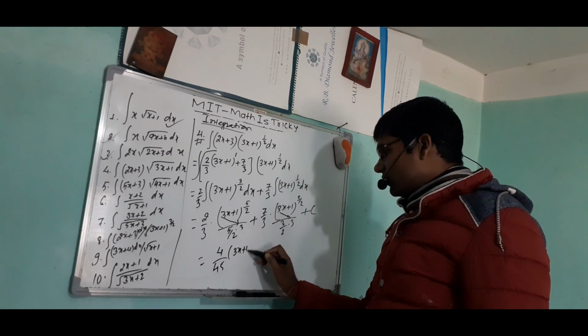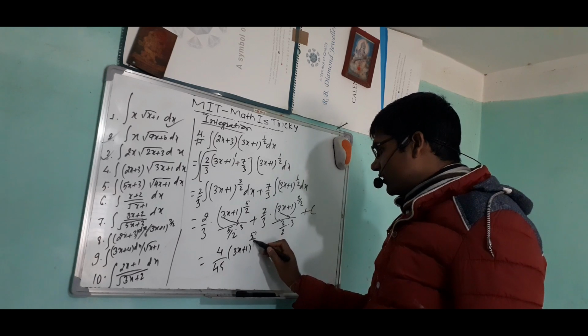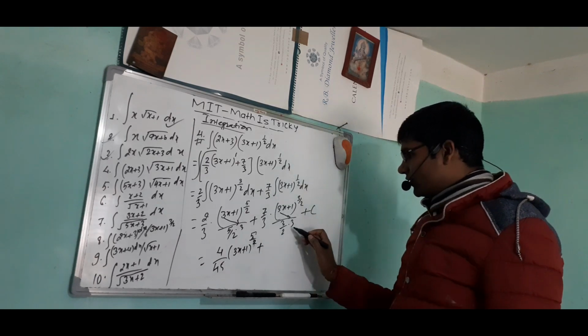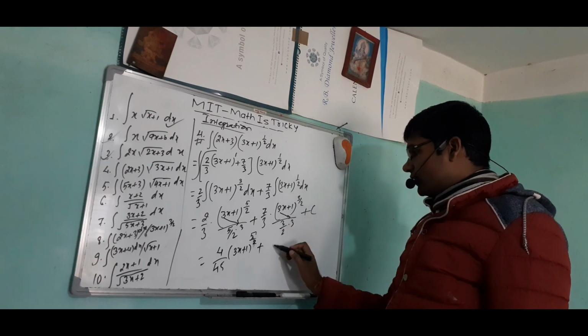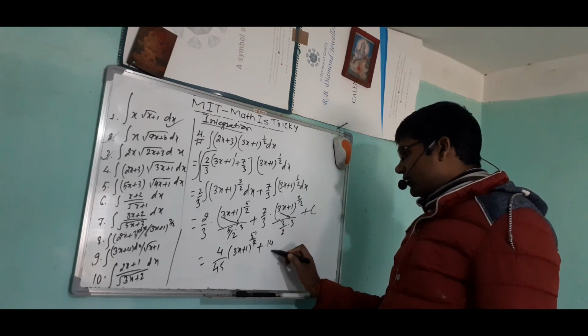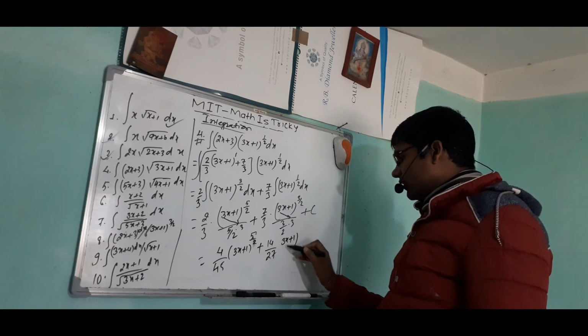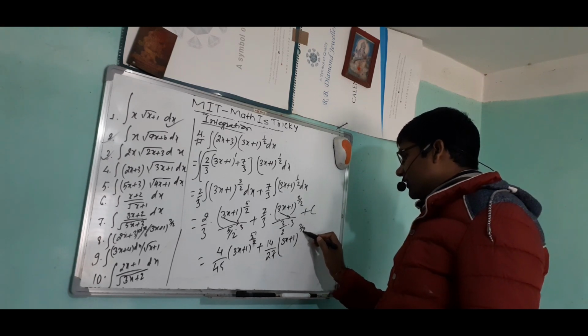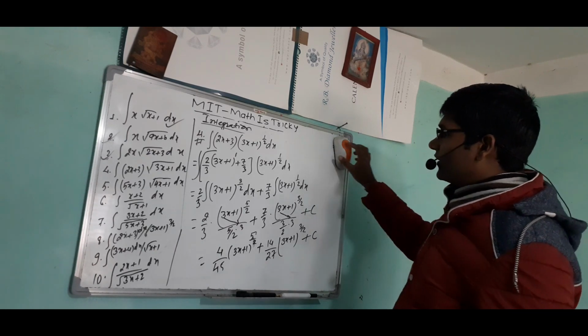So it will be 4 by 9 into 5, 45, times (3x plus 1) whole power 5 by 2. Now the simplification you can do by yourself. 2 times 7 is 14, and 9 into 3 is 27. It is here 14 by 27 (3x plus 1) power 3 by 2 plus c. Okay, hope you have understood. Let me solve another question for you.